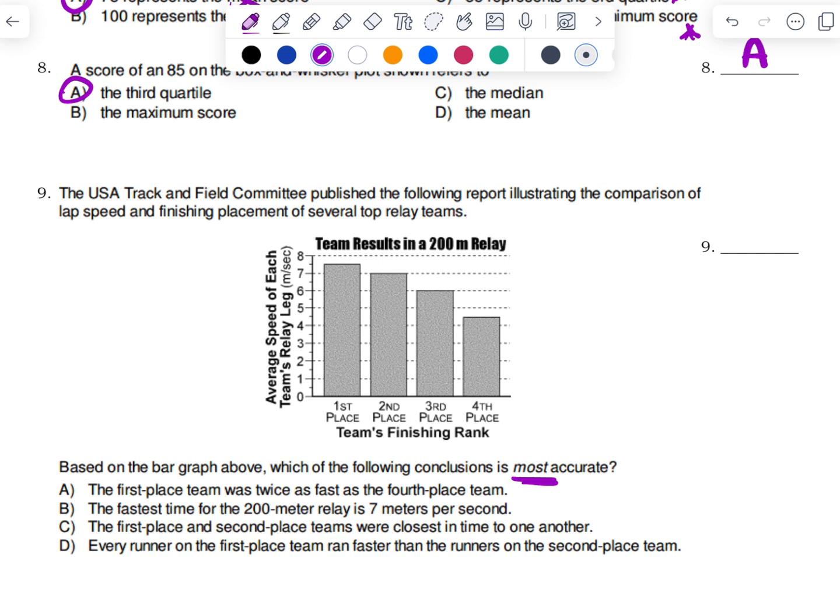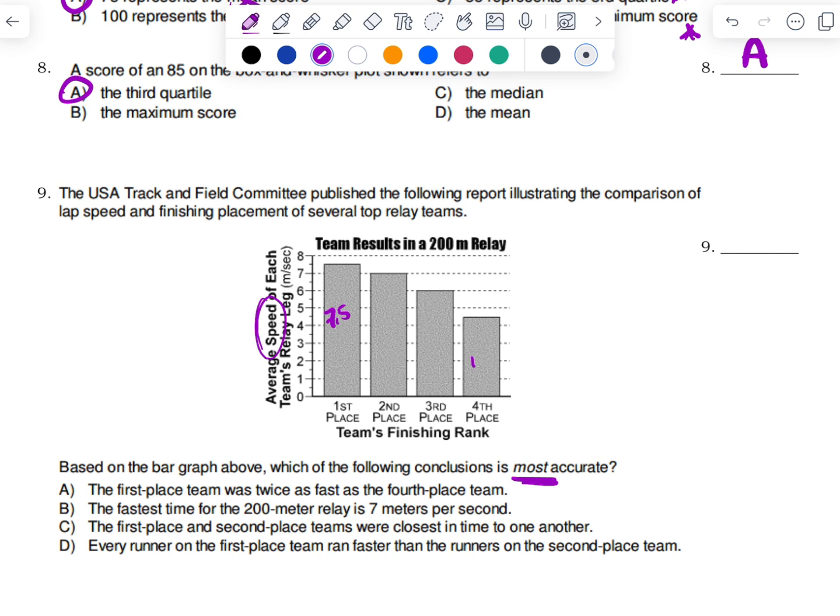The first place team was twice as fast as the fourth place team. So this is their speeds, right? This is how fast they were going. This says they were going 7.5 miles per second. And this says fourth place was going maybe like 4.5 miles per second. Okay. Twice as fast, 4.5 times 2 would be 9. So that's just not true.